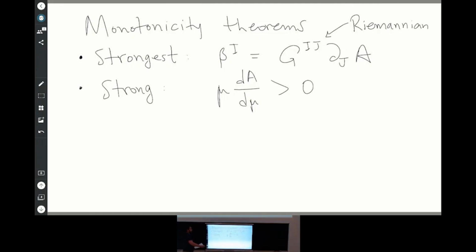The strongest version implies the strong version, but the strong version just asserts that there is a scalar quantity A that monotonically decreases in the flow to the IR. And this quantity can then be thought of as a measure of the degrees of freedom of the theory that are lost. The number of them decreases as you go towards the infrared.